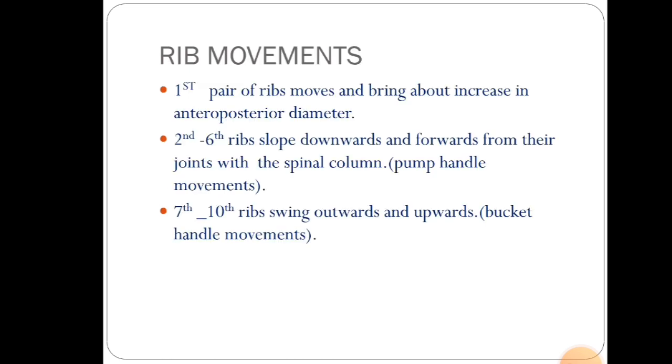Rib movement: the first pair of ribs moves and brings about an increase in anteroposterior diameter. The second to sixth ribs slope downward and forward from their joint with the spinal column, that is pump handle movement. And the 7th to 10th ribs swing outward and upward, that is bucket handle movement.